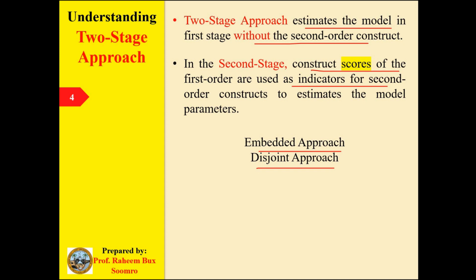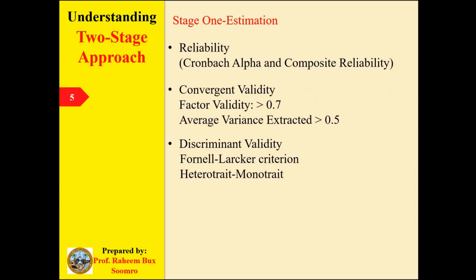In the two-stage approach, in the first stage, we have to check the reliability, the convergent validity, and the discriminant validity. In the reliability, we have to check the Cronbach's alpha and the composite reliability. In the convergent validity, we have to check the factor loadings and the average variance extracted. And in the discriminant validity, we have to check the Fornell-Larcker criterion and the HTMT, the heterotrait-monotrait test.